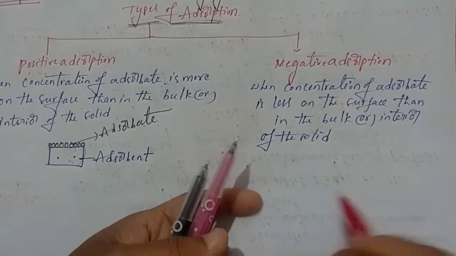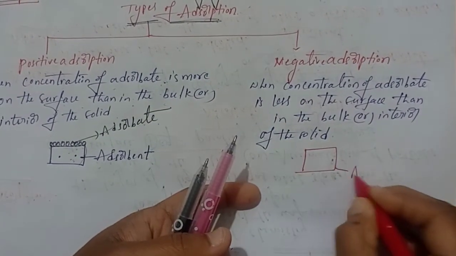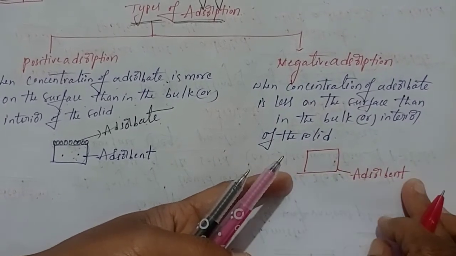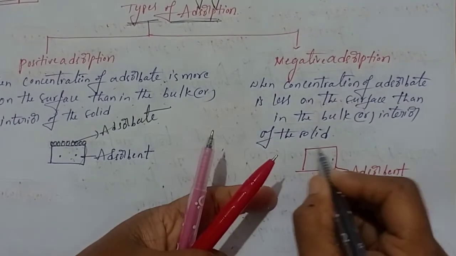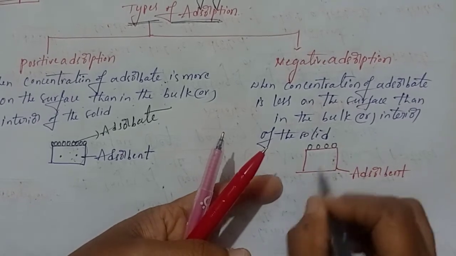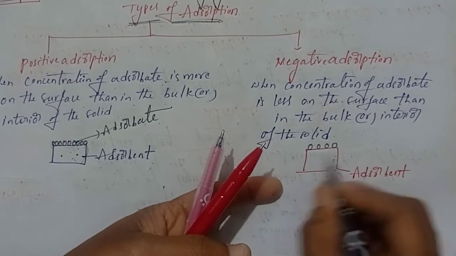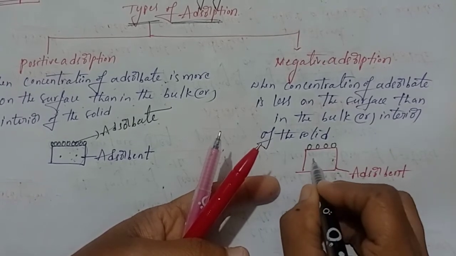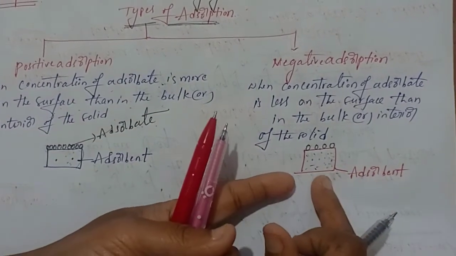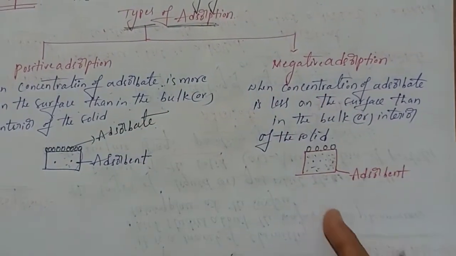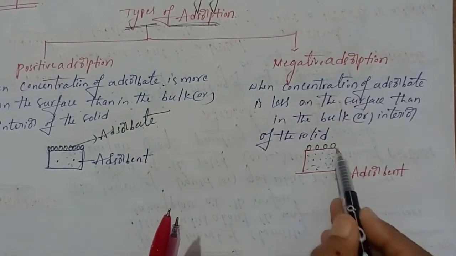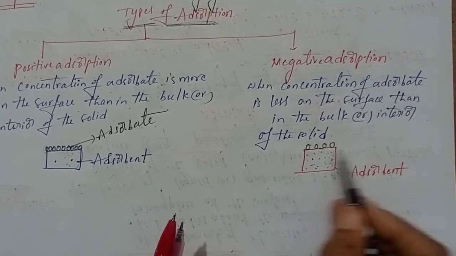Here now see, students, one example. This is the adsorbent. This is the surface of the solid, the adsorbent. Now on this, adsorbate particles will be there, but the concentration is less when compared to the interior of the solid. This is the solid, interior means inside. Here more concentration will be there, more number of particles will be there. Are you understanding? So when it is like this, we'll call it negative adsorption. Are you clear on this? The concentration of adsorbate is less on the surface than in the bulk or interior of the solid.